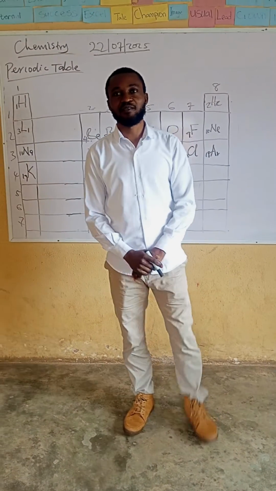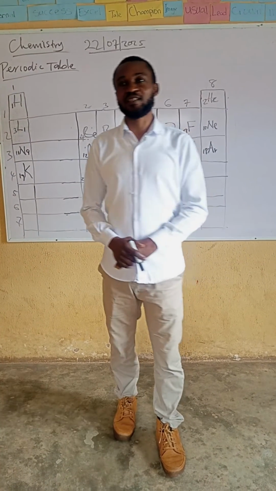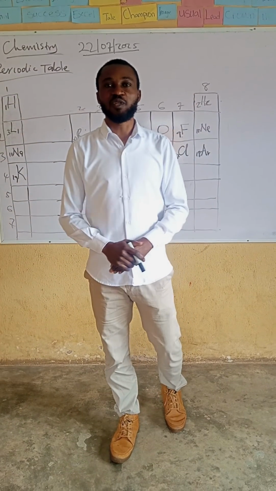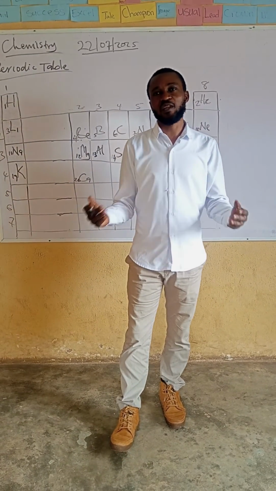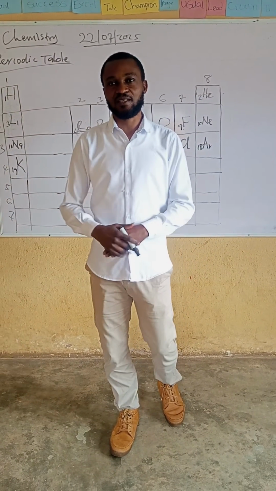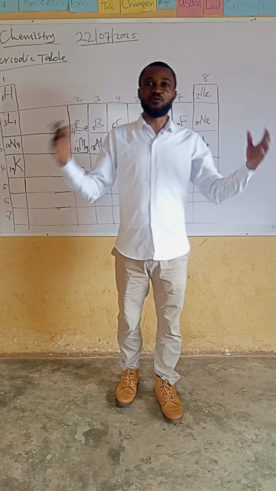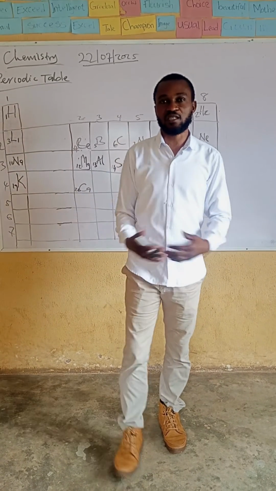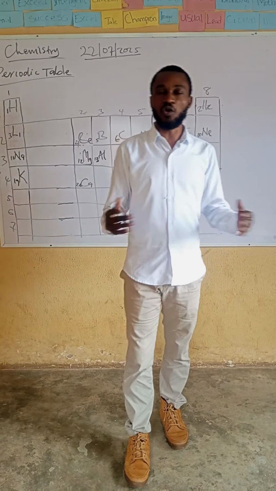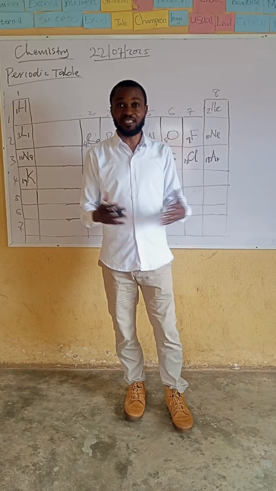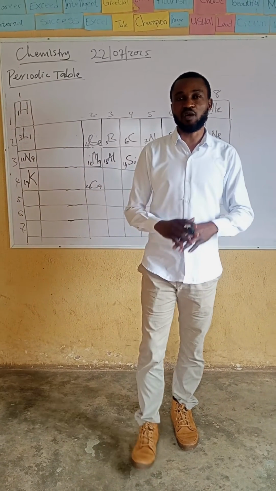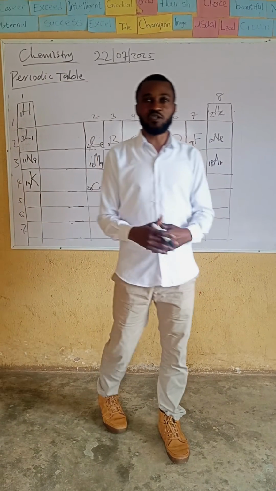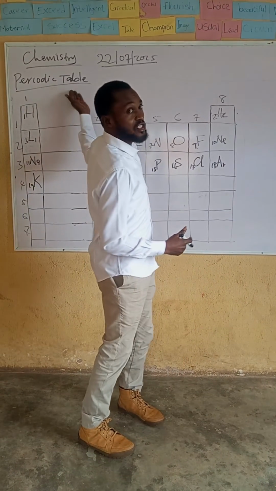Good morning, students. Yesterday we were looking at elements, and in that class, I defined an element as a pure substance which cannot be broken down into smaller substances by chemical means. Yesterday we were looking at the first 20 elements, and I promised you today I was going to give us a chart that has the first 20 elements. Although we have 118 elements in existence, today we shall be looking at just the first 20 elements using a chart. And that chart is what we call the periodic table, our topic today.